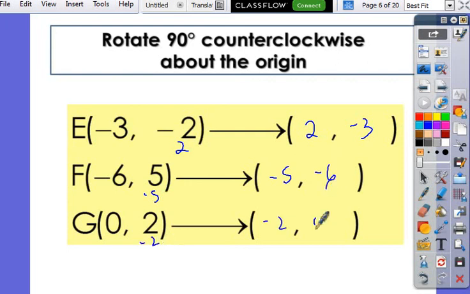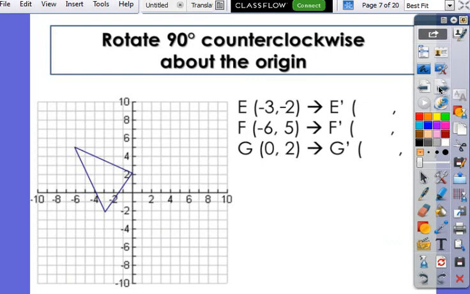Where should this be if I rotate 90 counterclockwise? Remember, I'm going to the left. So this is coming over here, and all of that is coming down there. All right, so we said 2, negative 3, negative 5, negative 6, negative 2, 0. 2, negative 3 would be down there. Negative 5, negative 6 would be here. And negative 2, 0 is there. There's the new position of that.